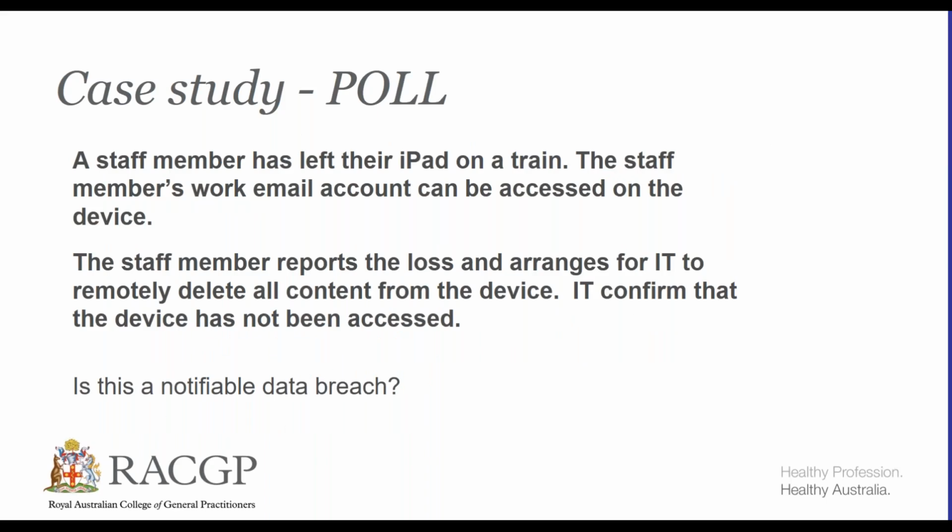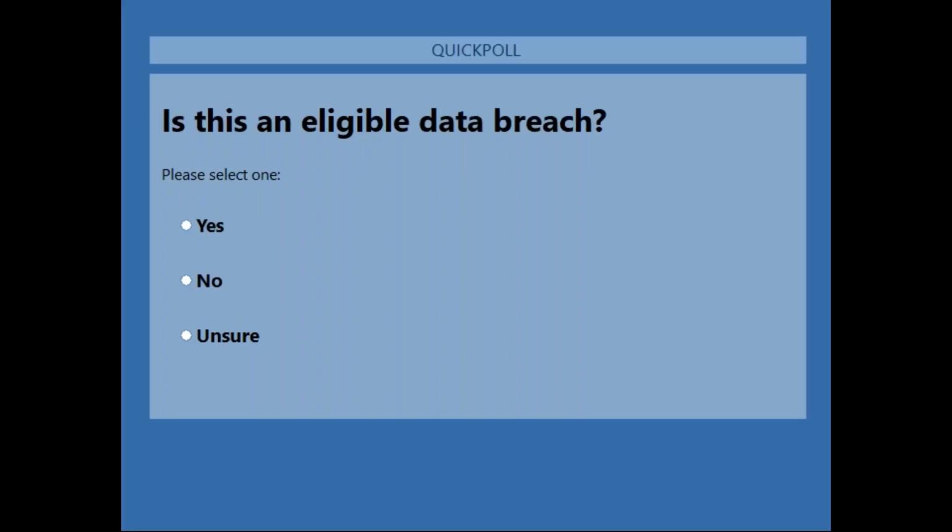So a staff member leaves their iPad on a train, and the staff member's work email account can be accessed on the device. The staff member reports the loss and arranges for IT to remotely delete all the content from the device, and IT confirm that the device has not been accessed. Is this a notifiable data breach? And the quick poll comes up on your screen for you to respond.